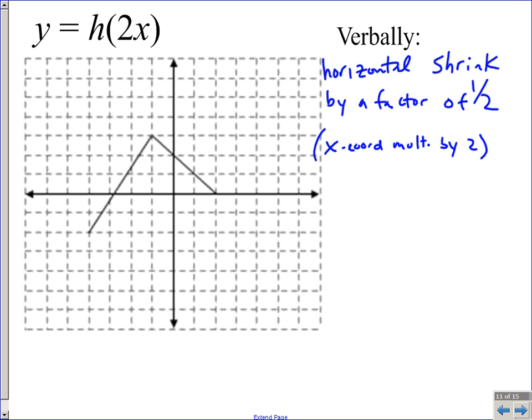X-coordinate on the far right is a 2. Half of it is 1. I'll put a dot there. X-coordinate on the middle point is -1. So its x-coordinate is going to be at -1/2. Y-coordinate doesn't change. And then the left side is going to have an x-coordinate -2. There you go. And if you look at it, in this case, the points have shrunk into the y-axis.